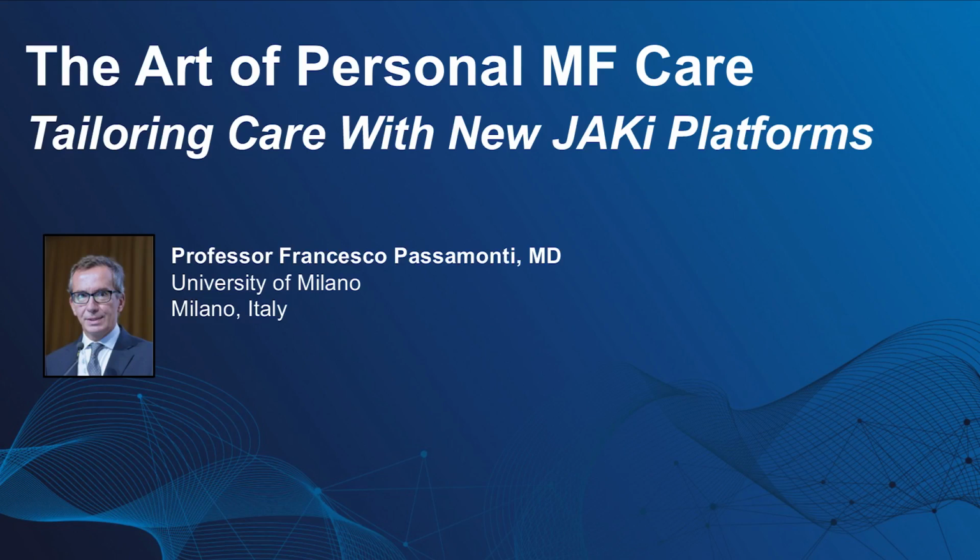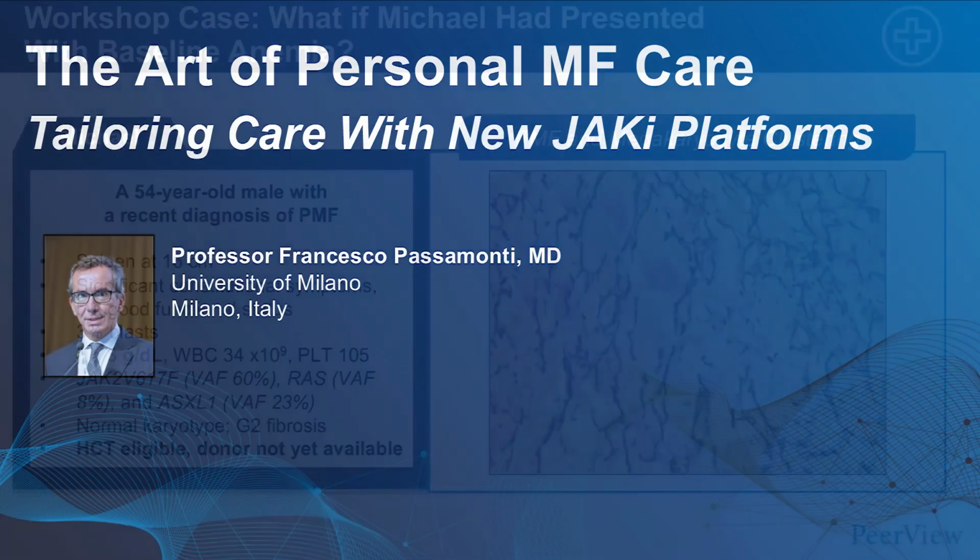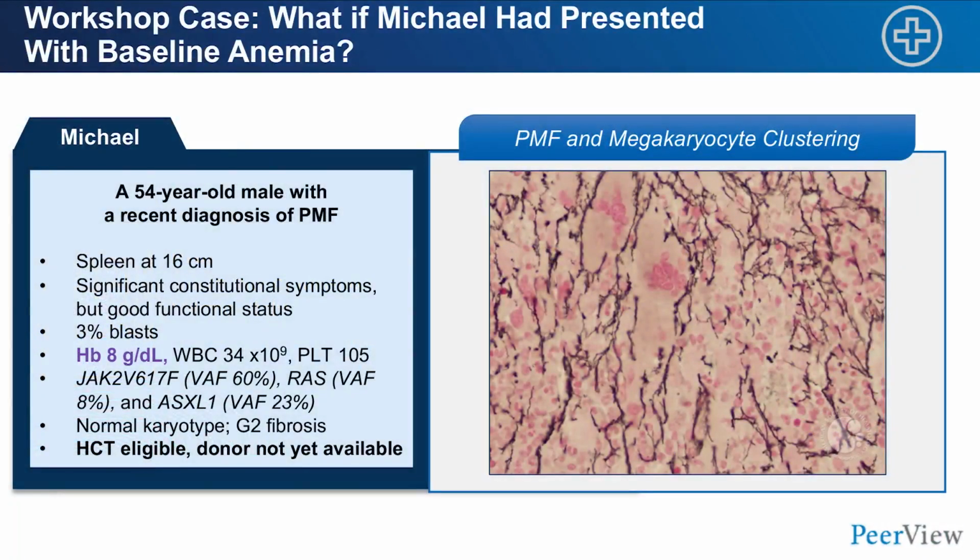So thank you, Claire, and it's my great honor to be here with you and Catriona for this meeting. And now we have to go back to our patient, Michael, and just to summarize the clinical picture of Michael. Michael is a 54-year-old man with primary myelofibrosis and a spleen quite large, 16 centimeters from the left costal margin, a significant burden of symptomatology, mostly constitutional symptoms that are the most bad, and a good functional status. In this case, Michael has a hemoglobin level of 8 g/dL.